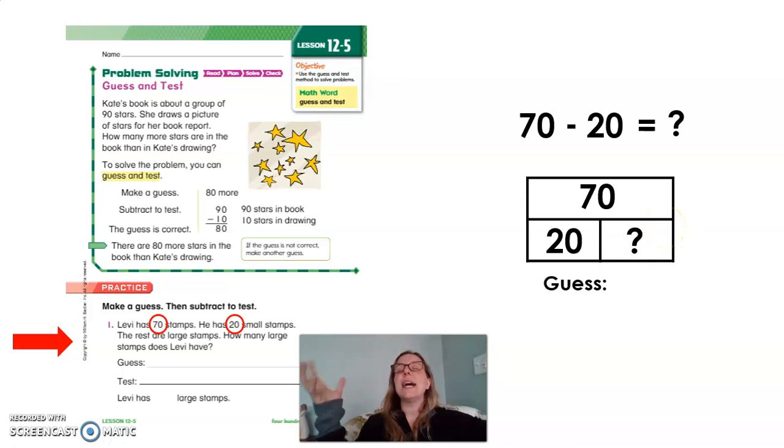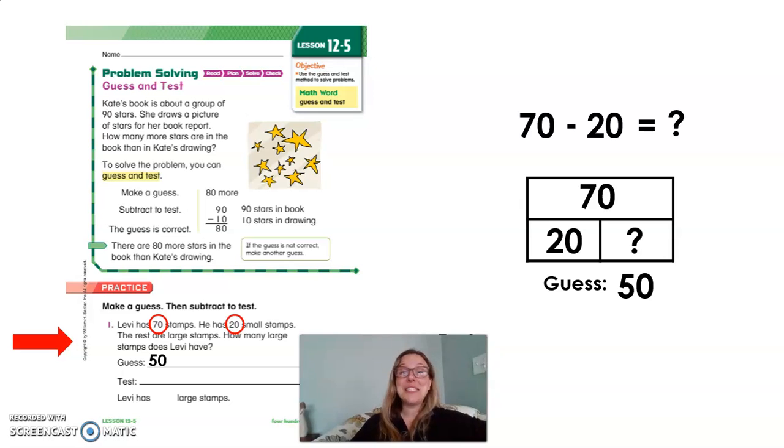If we think about what we know about the number 70 and the number 20, we know that 70 is 7 tens, and we know that 20 is 2 tens. So 7 tens take away 2 tens, I'm going to guess 5 tens. So my guess is 50. If you guessed the same, great. And if you guessed a different number, that's okay. As you do more of these, you'll get better at your guessing, okay?